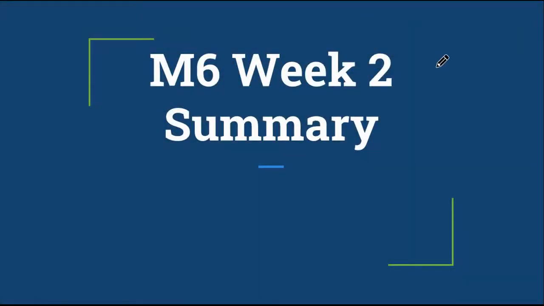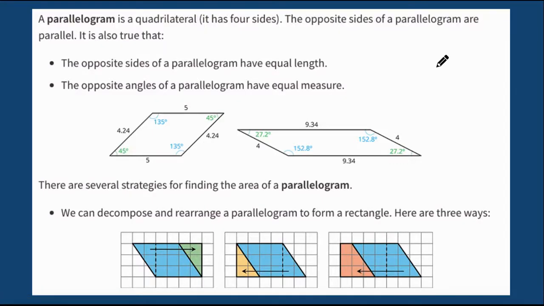Welcome to the week 2 summary where we're going to talk about all the main and important things that we learned throughout this week's math lessons. To start us off, this whole week was talking about parallelograms. We have our definition here, which is parallelograms are quadrilaterals, meaning it has four sides.